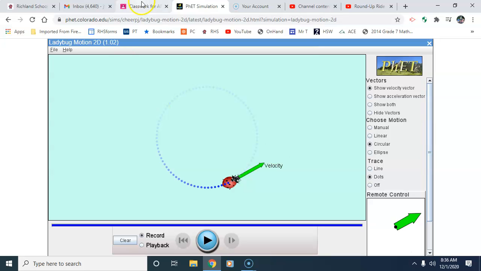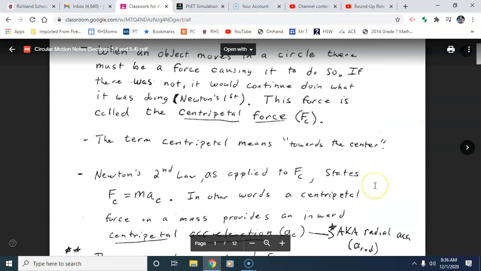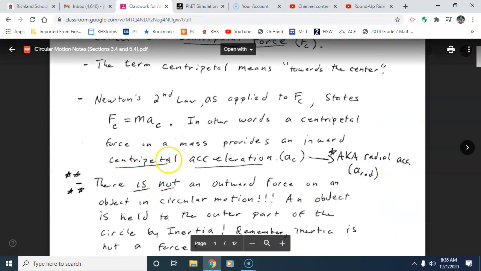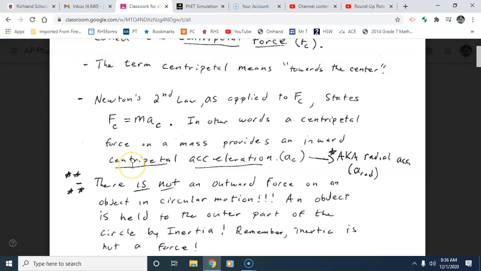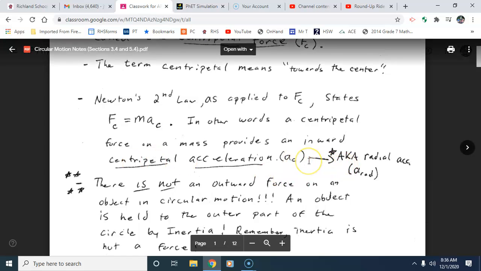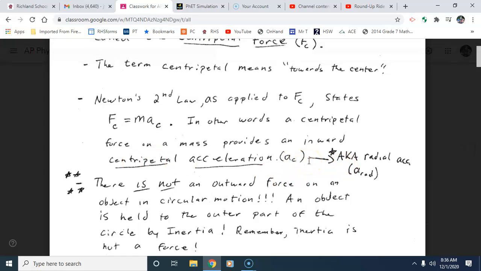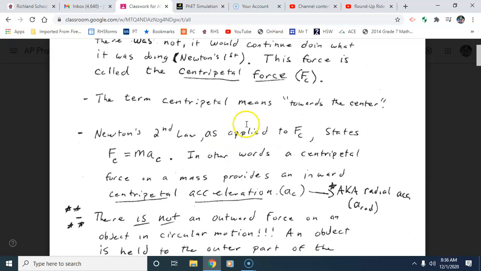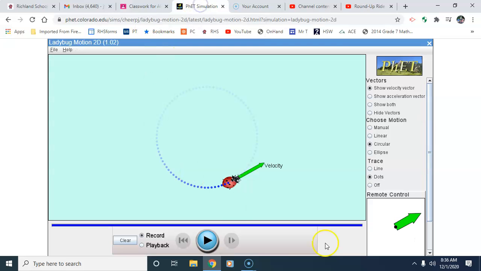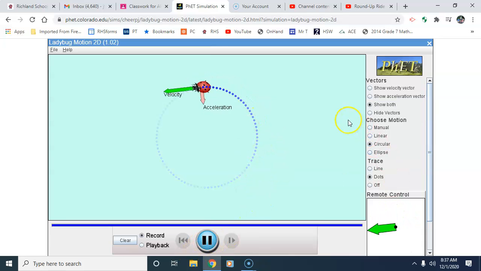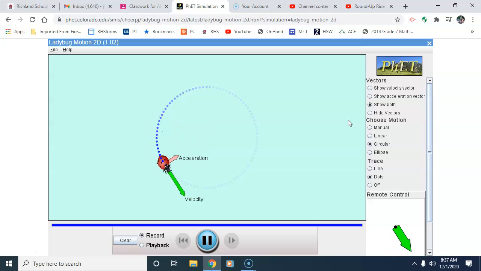We call it centripetal acceleration, spelled like this. But your book more often uses the term radial acceleration. It means the same thing. I usually use centripetal. That's what I'm used to. All right, and centripetal means towards the center. That's exactly where it points. So if we show both vectors, velocity and acceleration, on this, that acceleration points towards the center, and we'll get to more why in a second.